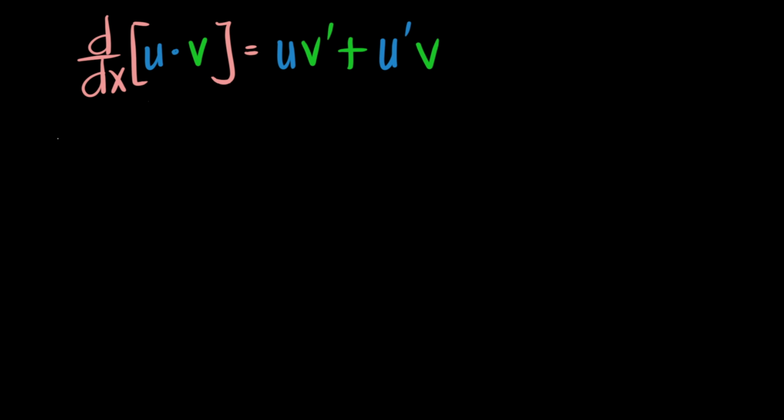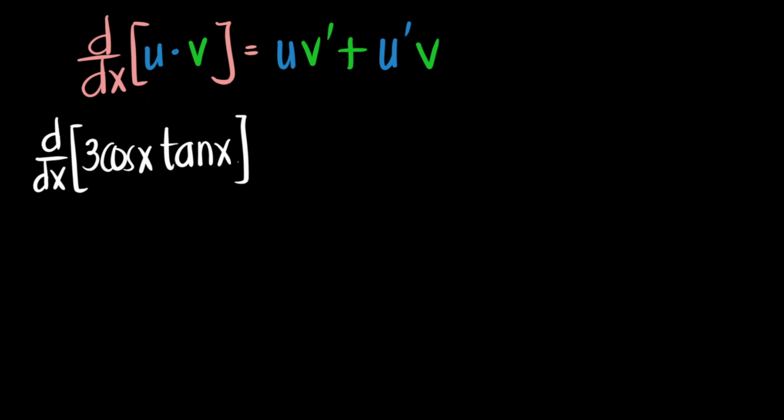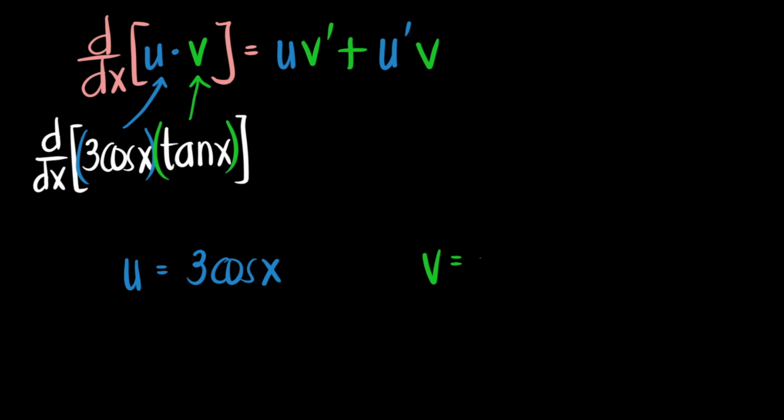How can we apply the product rule to find the derivative of 3 cosine x tangent x? For this problem, we must be familiar with trigonometric identities. To start off, we need to separate these expressions into two. Here, 3 cosine x will be u, and tangent x will be v. U is equal to 3 cosine x, and v is equal to tangent x. Let's derive these two functions.